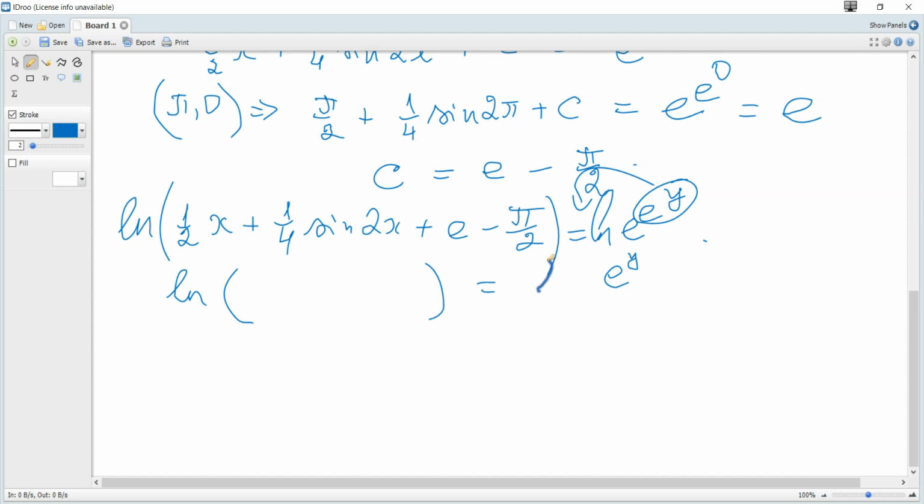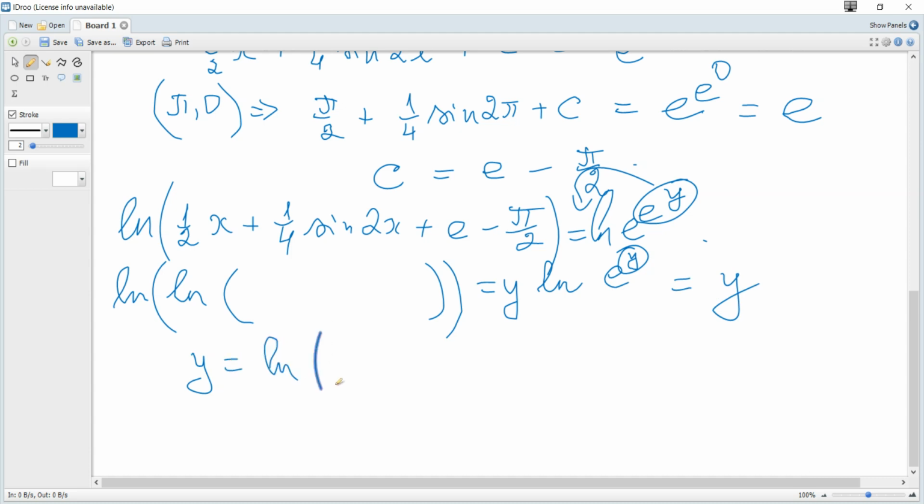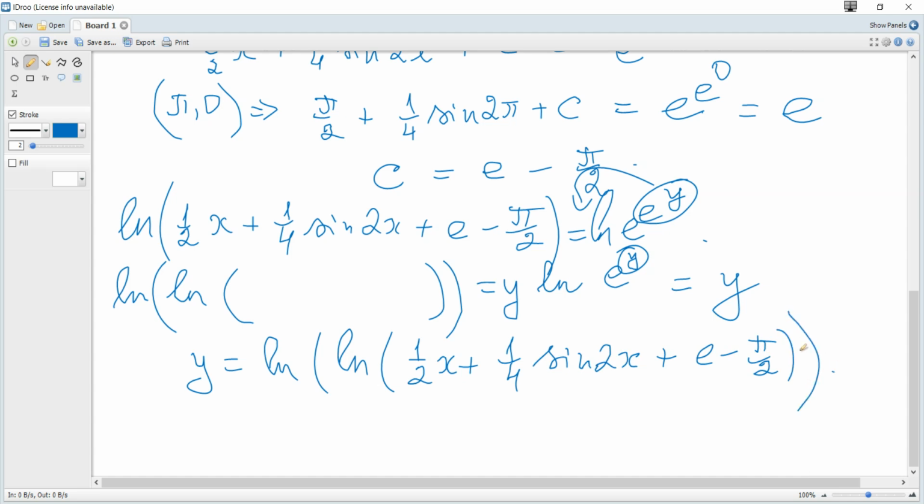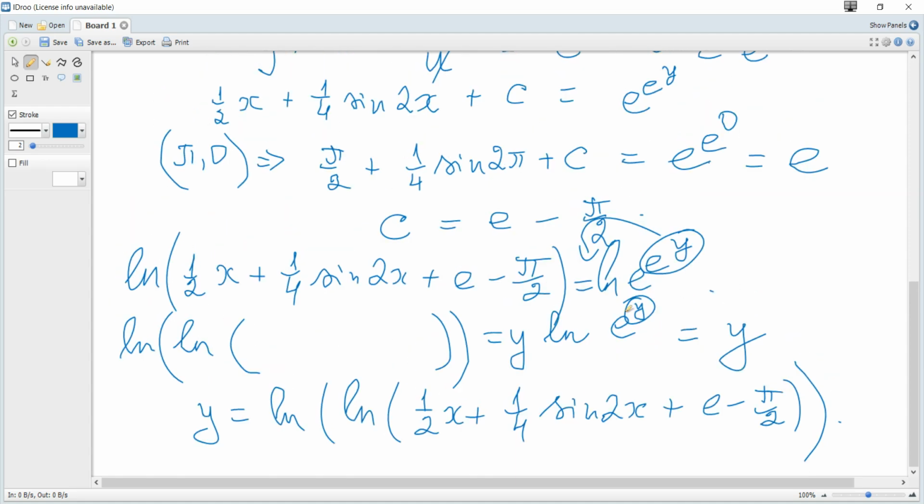And then again applying ln, we get again y multiplied by ln e, which is 1, so it's y. So y is ln of half x plus 1 over 4 sine of 2x plus e minus pi over 2. Let's check. Yes, it's correct.